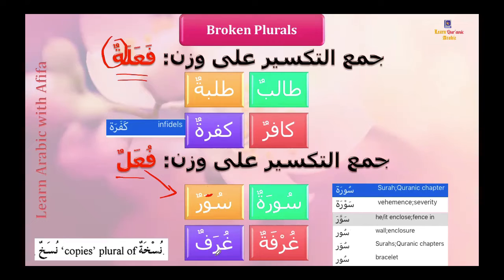Another example is this one. The singular is gurfatun, which means a room, and the plural is gurafun, rooms, right? So here's another one, nuskhatun, plural is nusakhun, copies. So these are some examples of these. So we learned two more new patterns here. This one, fa'alatun and fu'alun, with some examples.